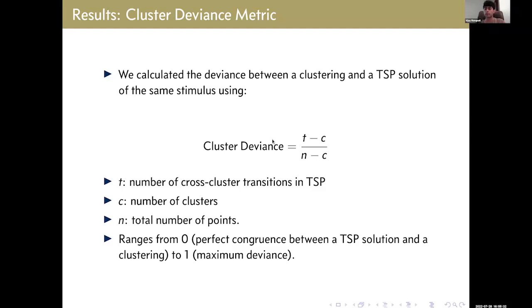On to the results. We needed to calculate a deviance metric of a clustering compared to a TSP. This is the metric we came up with. Here T means the number of cross-cluster transitions in a TSP. This will become more concrete later, but it means that if you have an edge on a TSP and both the points belong to different clusters, that's a cross-cluster transition. C is the number of clusters, and N is the total number of points in the stimulus. When this metric is 0, it means that the TSP solution is perfectly congruent with the clustering. And when it's 1, it means that it's maximally deviant.